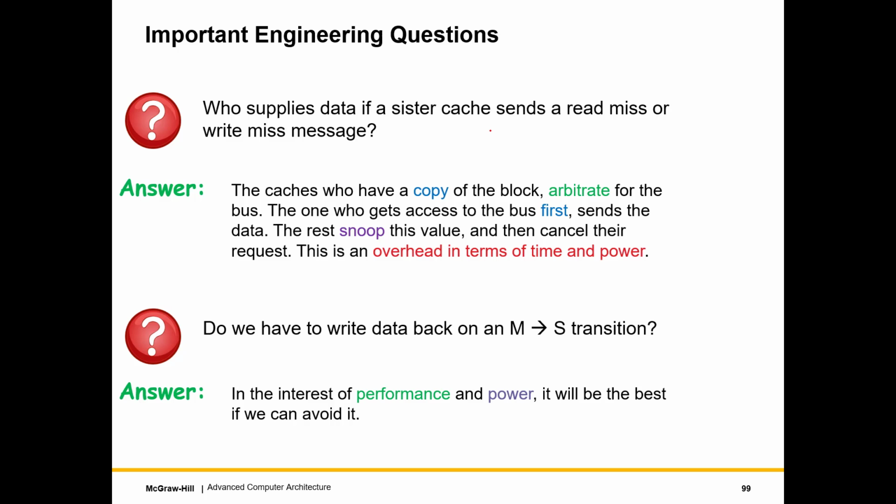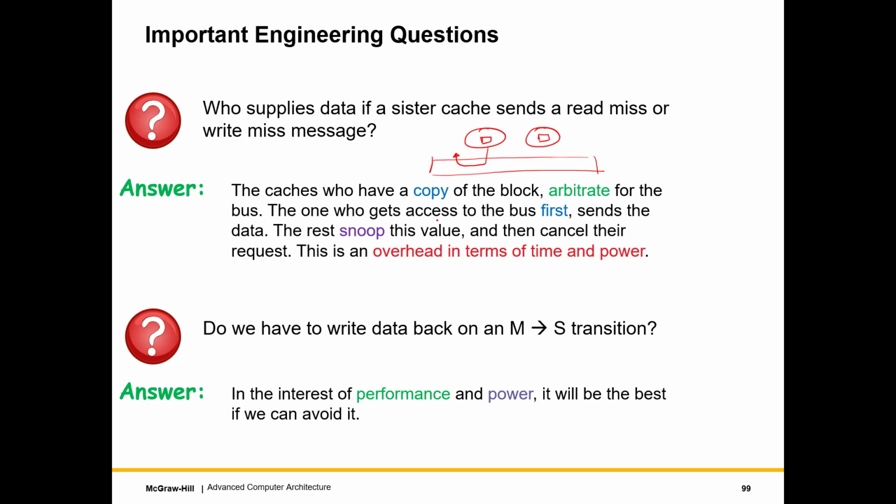Up till now, we have been saying that if multiple sister caches have a copy of the block, and one of them requests it, whoever gets access to the bus first will send it. So this does have issues. This does have overheads. You need additional circuitry. The caches who have a copy of the block arbitrate for the bus. So they send a request to the bus master, they arbitrate for it.